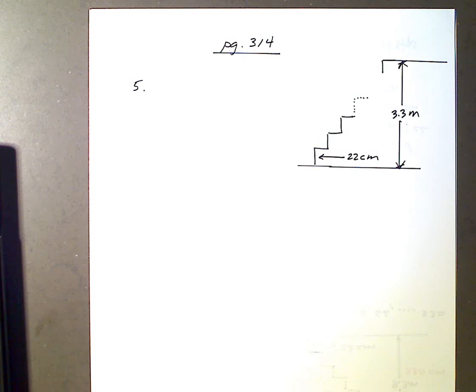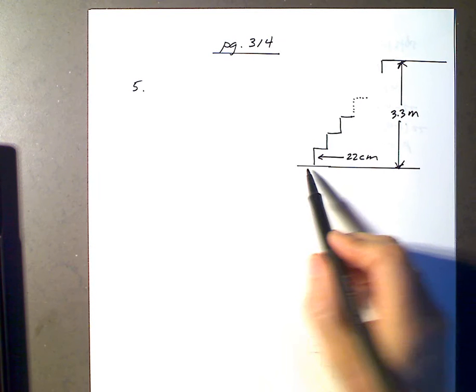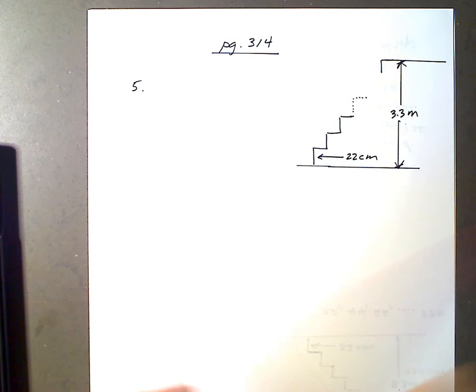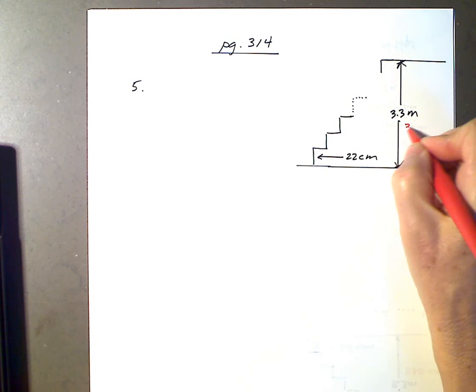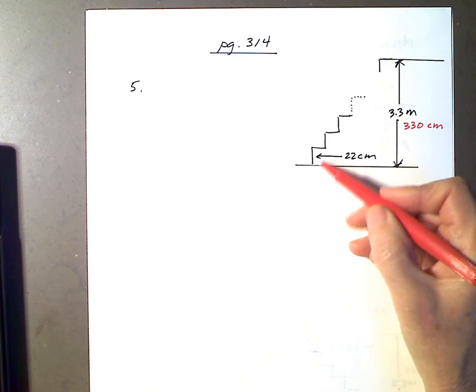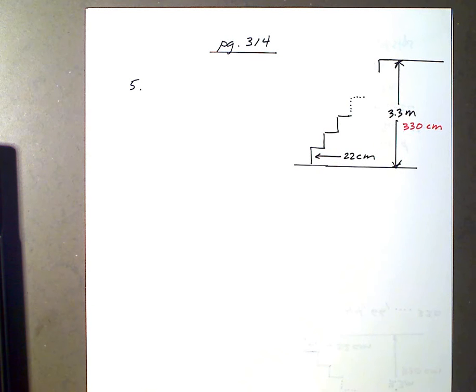All right, this is number 5 on page 314. It's a word problem, and it's about a carpenter who's building a staircase from the first floor up to the second floor, and he has to cover a distance of 3.3 meters, which I'm going to put in centimeters as 330 centimeters. And each step is 22 centimeters high, and they want to know how many steps, but they don't want to include the top floor or the bottom floor.